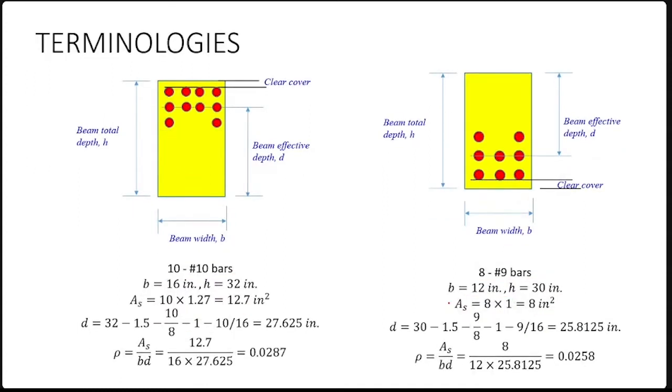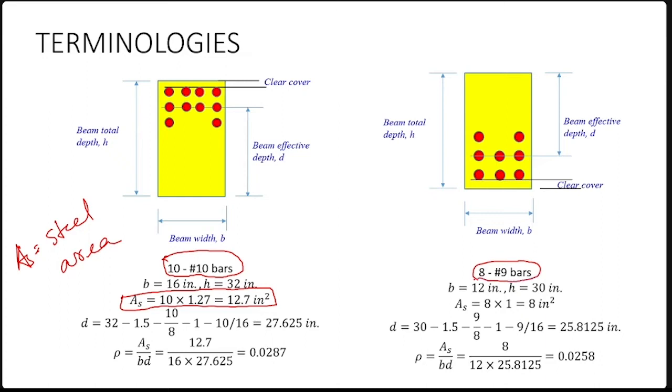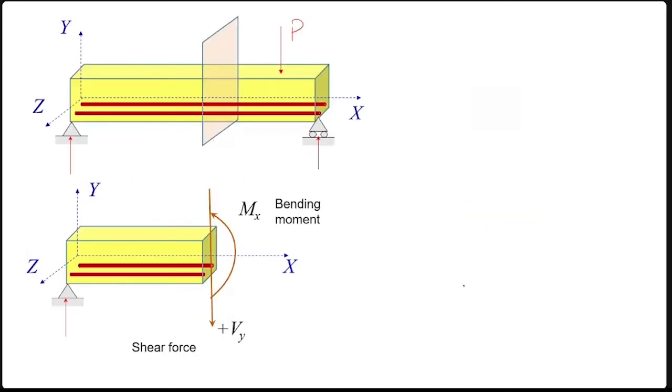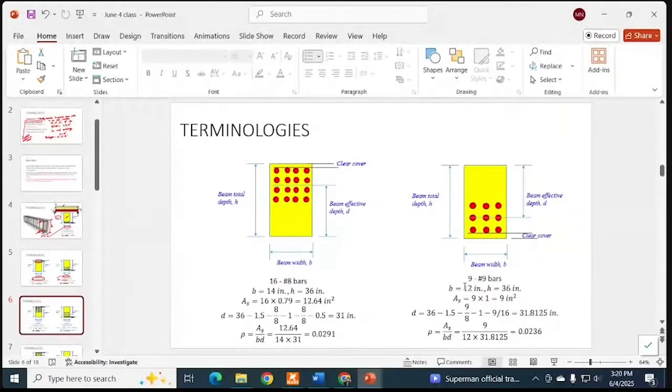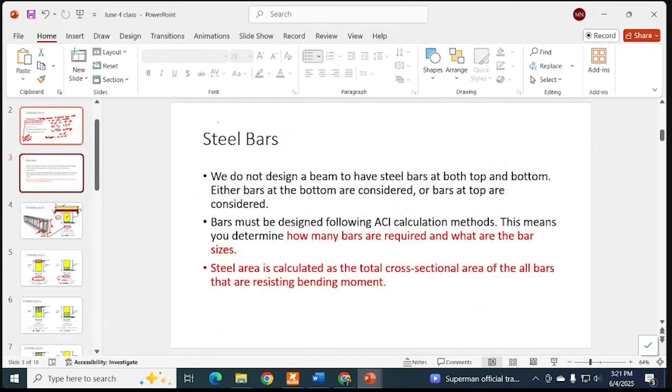I have more examples. For example, this one, we have 10 number 10 bars. So AS is steel area. 8 number 9 bars, we have AS. Okay, after we talked about steel area, now we go to the next concept. Next concept is beam effective depth.